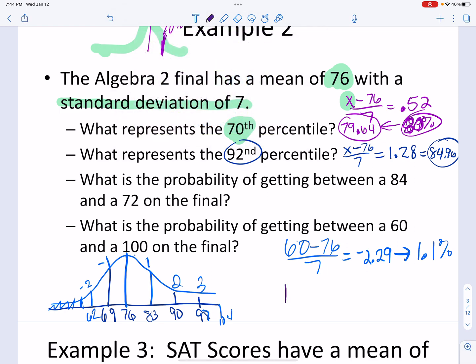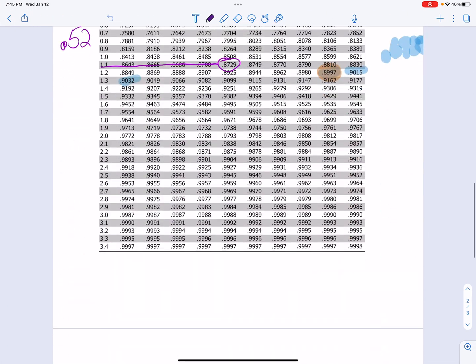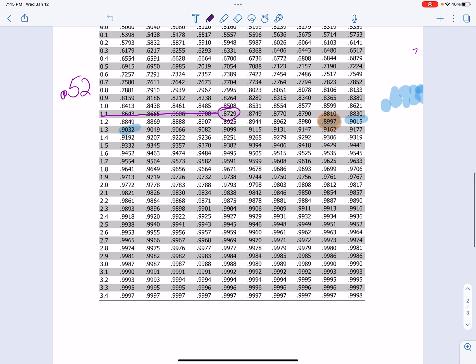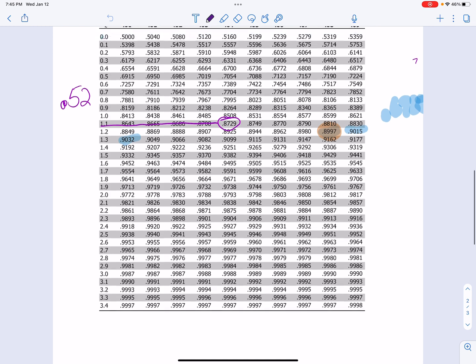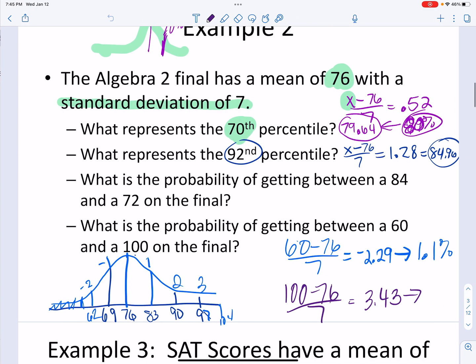So then I'm going to do the 100. 100 minus 76 divided by 7 ends up to be 3.43. So I'm going to go to my z-score. I'm going to go to the positive side. I already forgot what my number was. No, I didn't. 3.43. Sorry, it's on my calculator. 3.43: 99.97.